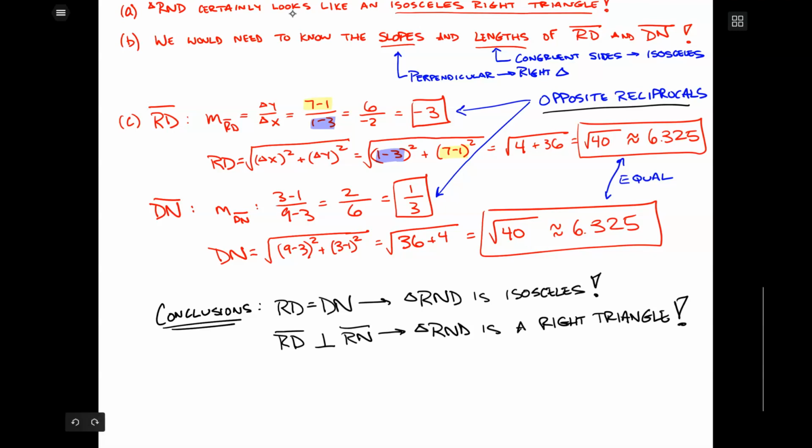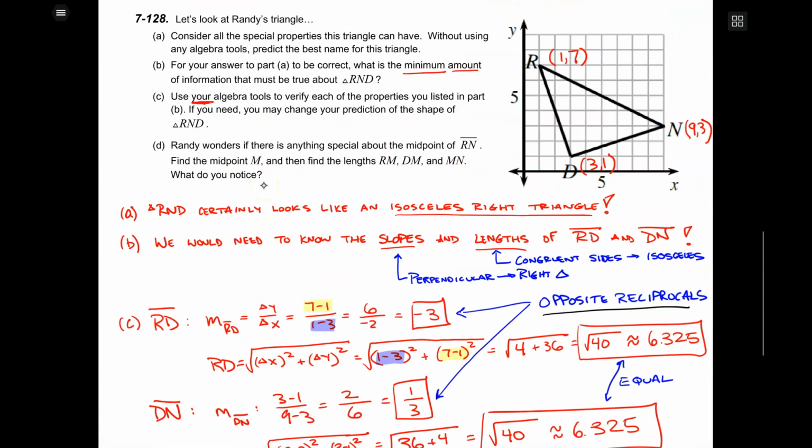Let's now take a look at part D of the problem. We'll go back up here and read it. Part D. Randy wonders if there's anything special about the midpoint of segment RN. Find the midpoint M, then find the lengths RM, DM, and MN. So let's go ahead first and find the midpoint of RN. I'm going to do that work up here.